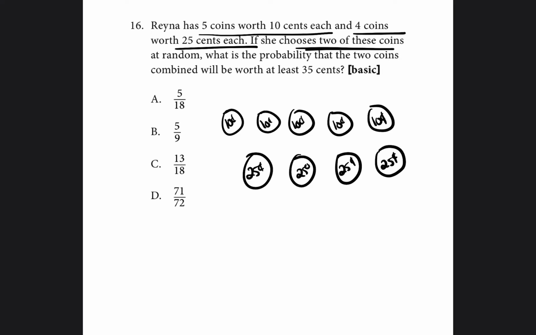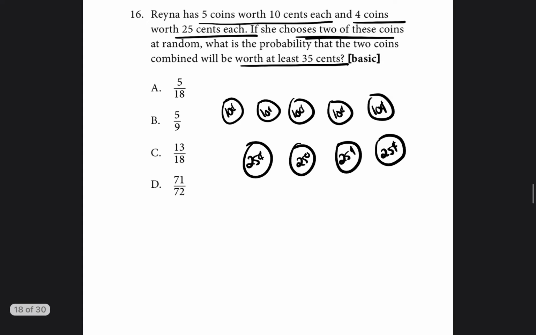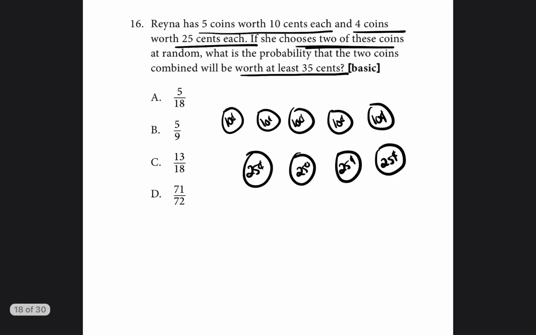So we're going to see what is the probability that the 2 coins combined are worth at least 35 cents. I know that there's a couple combinations that you can choose to get at least 35 cents. You can choose a dime and a quarter, a quarter then a dime, or a quarter and a quarter. So there's many ways to choose at least 35 cents. But there's only one way to choose not at least 35 cents, and that's if your first pick is a dime and your second is a dime.